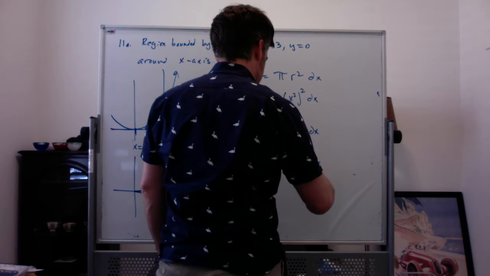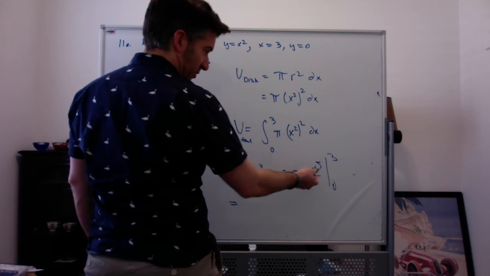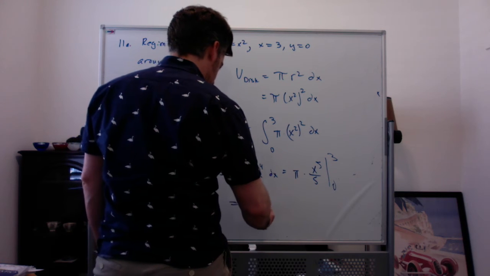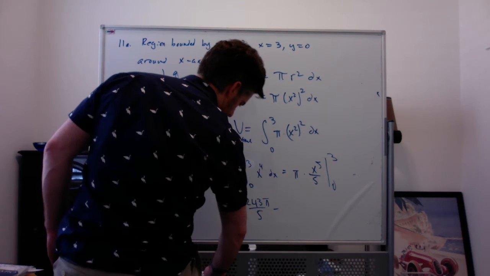You get pi times x to the 5th over 5 from 0 to 3, so you get 3 to the 5th, which is 243 pi over 5 minus 0. So that's our answer.